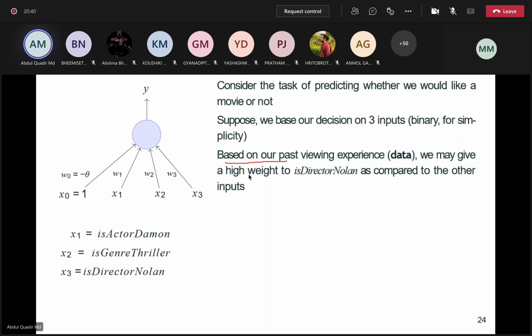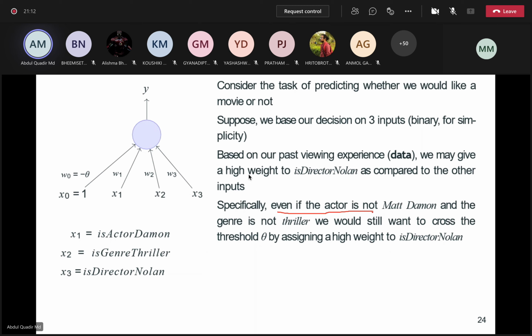Based on past viewing experience, we may give a weight to director Nolan as compared to the other inputs. If my director is Nolan, then I'll give more weightage to it. I'm not bothered about who my actor is, whether it is Damon, or whether the genre is thriller. As long as my director is Nolan, I'll give weight. Even if the actor is not this one and it is not a thriller, if my director is Nolan, I'll give weightage.